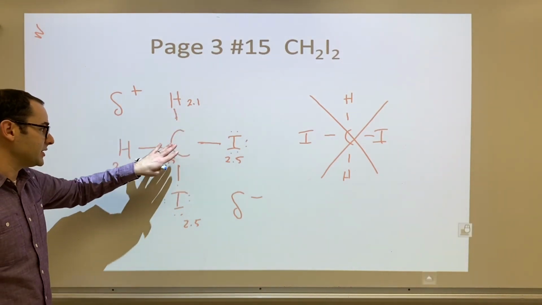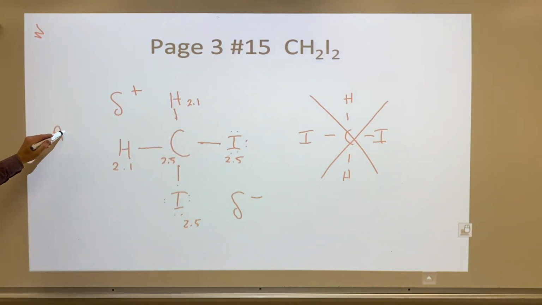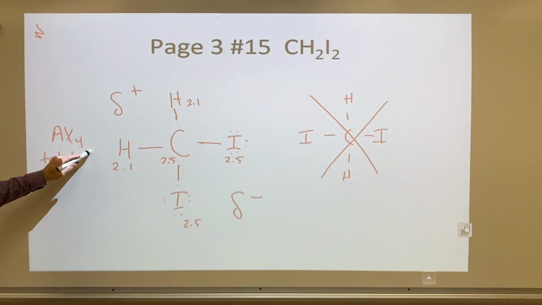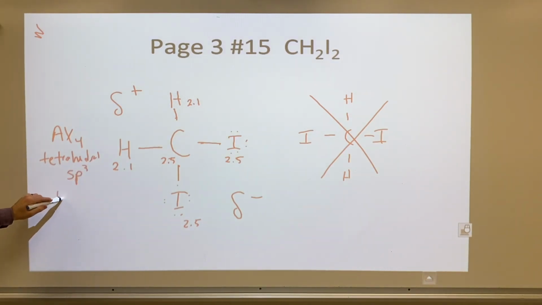Now the shape of this and everything else we know is AX4, tetrahedral, hybridization is sp3, and it's 109.5 degrees. All right, any questions with that one?